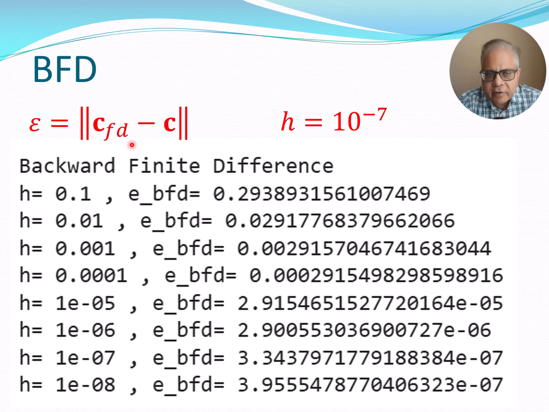Let's take a look at backward finite difference. Again, you find the same thing, that as h decreases, epsilon decreases. But if it crosses a certain point, you can see it increases between these 2 points here, that is 10 to the power minus 7 and 10 to the power minus 8. And so we can see here again that 10 to the power minus 7 is a pretty good point here.